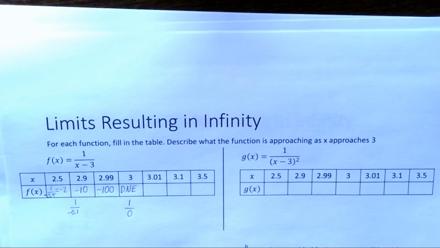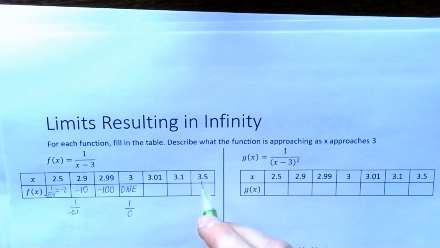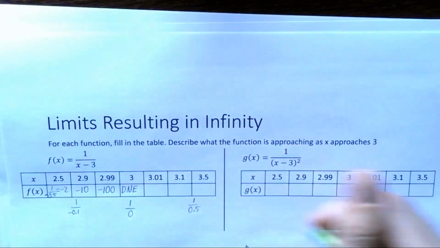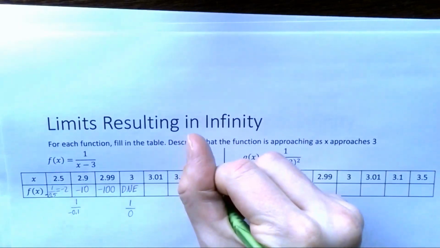Okay, so I'm going to go the other way. I'm going to start from 3.5. So here, for x is 3.5, if I plug in, 3.5 minus 3 is 0.5. And then 1 divided by 0.5 ends up being 2.